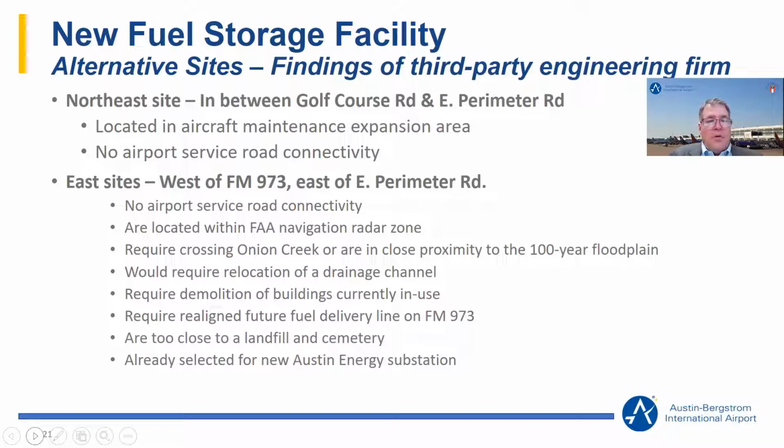Over on the east side of the airport, that is slated for aircraft maintenance. That is an area where aircraft would be idling, engine run-ups, etc. So it's a dirty operation, so we keep that on the east side of the airport. Also, west of 973 and our perimeter roads, that area is where the FAA's navigational radar is located. Also, the 100-year floodplain is located in that area. There's also a landfill from the Department of Defense, and the cemetery is located in that area. And having that direct connection to the existing facility is not feasible from those locations.